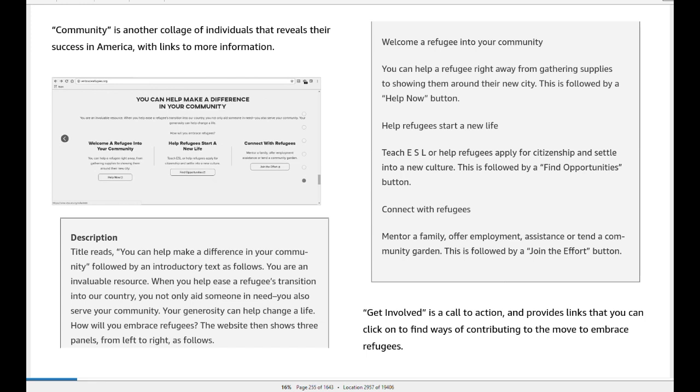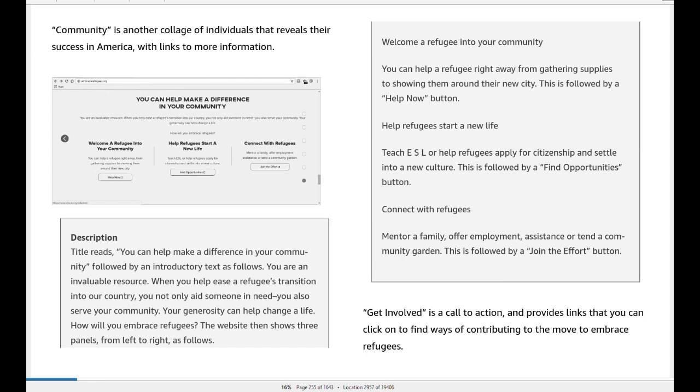In the image above, the title reads, "You can help make a difference in your community," followed by an introductory text as follows: "You are an invaluable resource. When you help ease a refugee's transition into our country, you not only aid someone in need, you also serve our community. Your generosity can help change a life. How will you embrace refugees?"